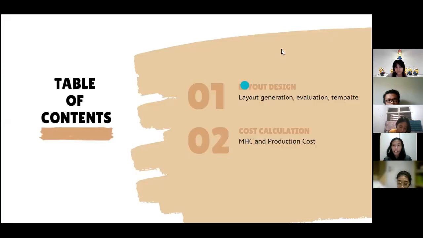In this presentation, there are two contents. The first content is about layout design. For the layout design, there are layout generation, evaluation, and template. And the second content is about the cost calculation, which consists of material handling cost and production cost. The first will be explained by Angel.